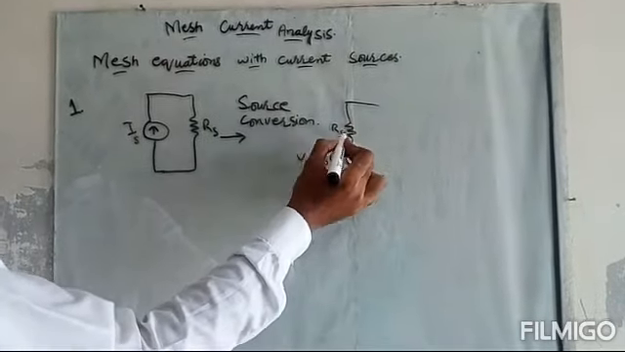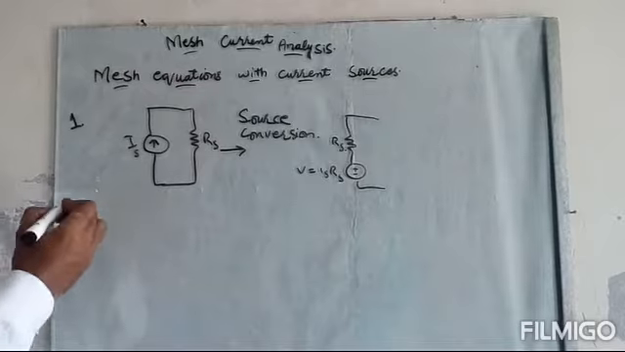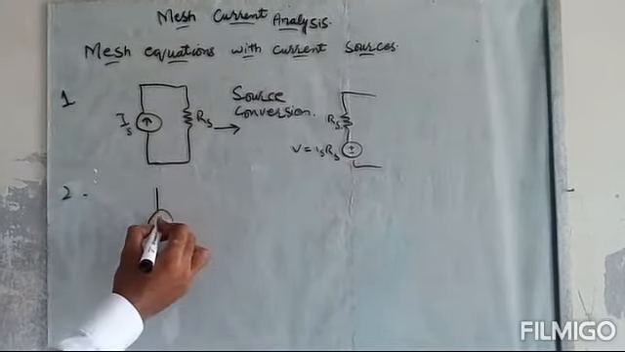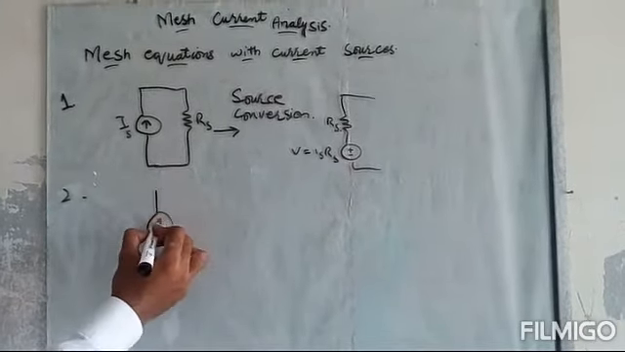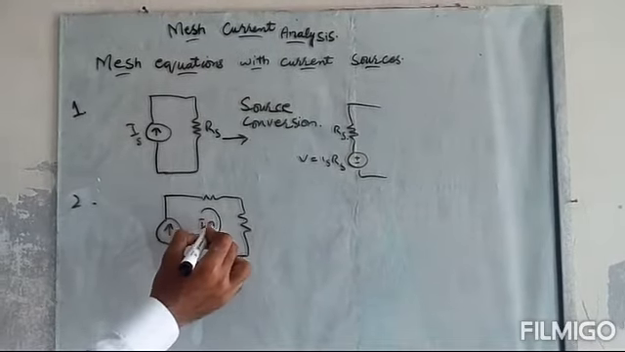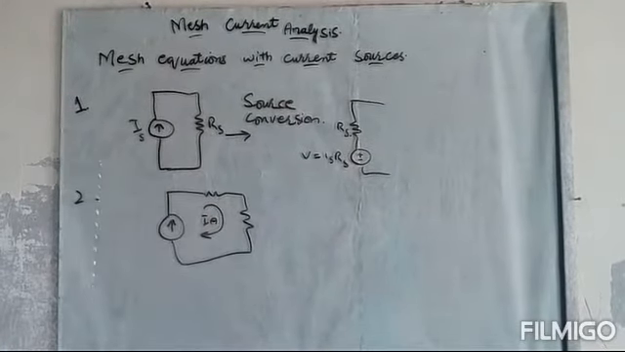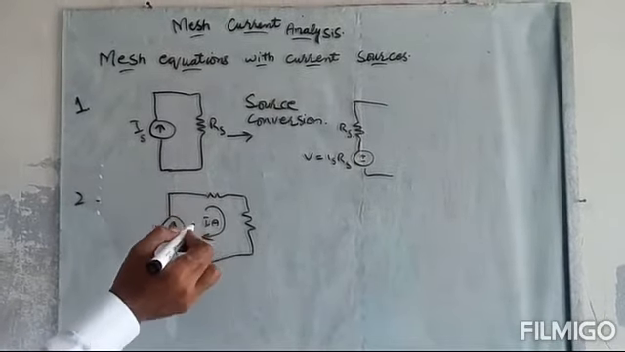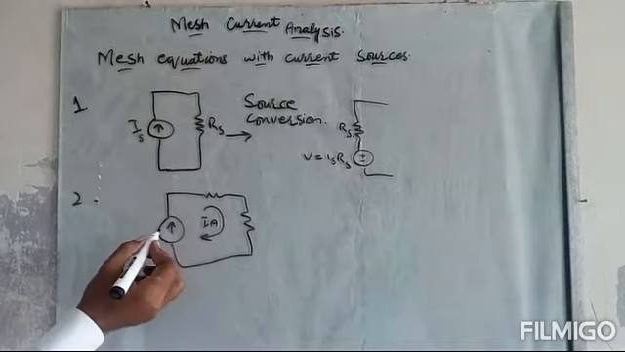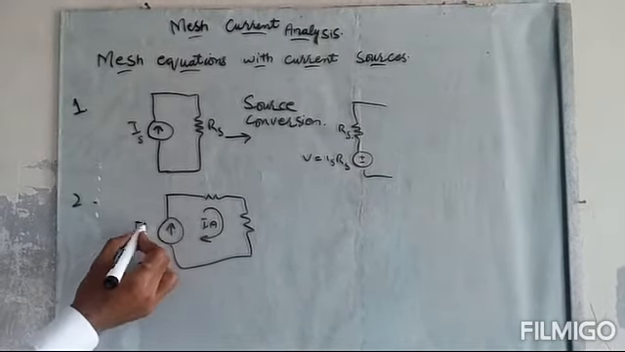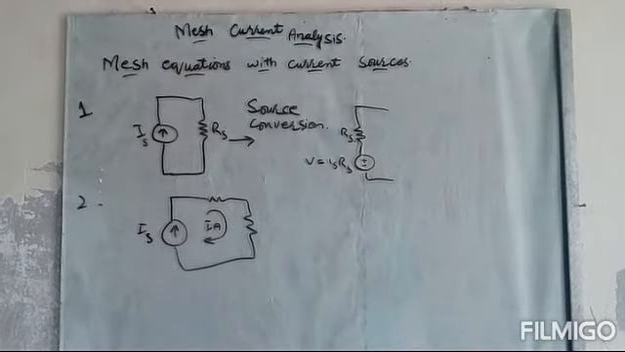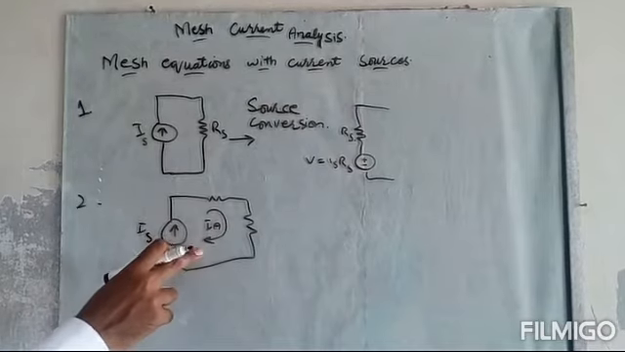This is RS. The second method is if there is a current source in our circuit and it is in just one mesh, for example IA. So we do not need to convert it. It will directly tell us the value of IA in this mesh. For example, if this current is IS, then IA will be equal to IS. It will simplify our equation and we do not have to solve an equation for IA.